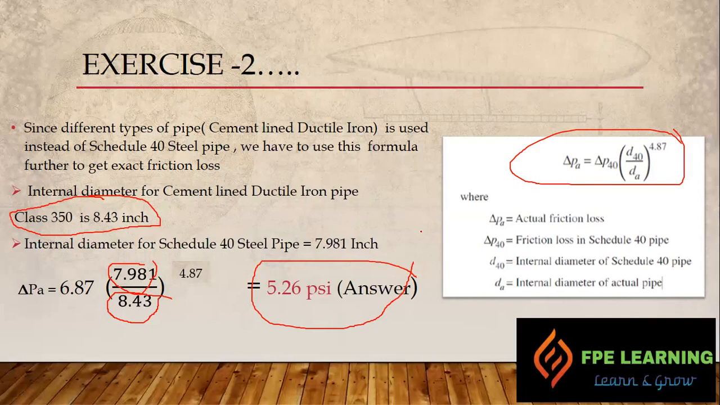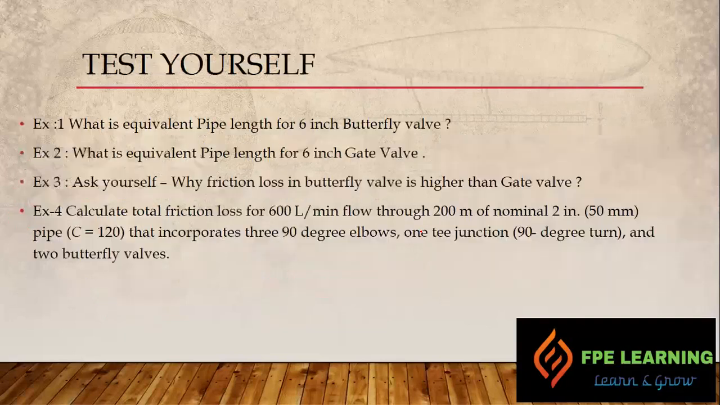Why is the friction loss so low? Because the flow is only 850 GPM and the pipe size is 8 inch. If we decrease the pipe size and increase the flow, then we have higher friction loss. Okay, so this is all about exercise 1 and 2.